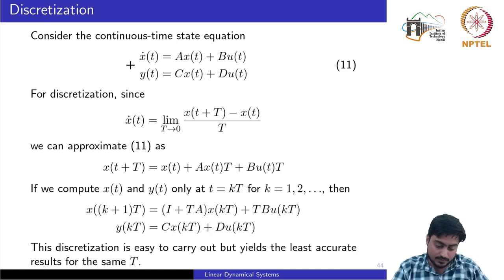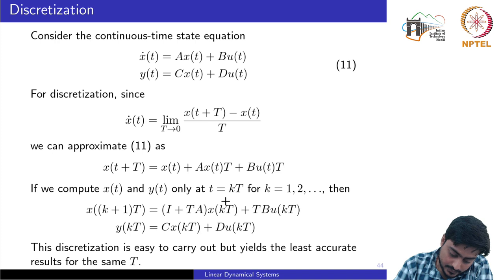And further, for simplicity, we can write that if we are computing the x(t) and y(t) only at t equal to kT, where T is my sample time and k is the sampling instance, starting from 1 up to infinity, then I could write x of (k plus 1)T is equal to, if I combine these two parts, it would give me (I plus TA) into x of kT plus TB into u of kT.